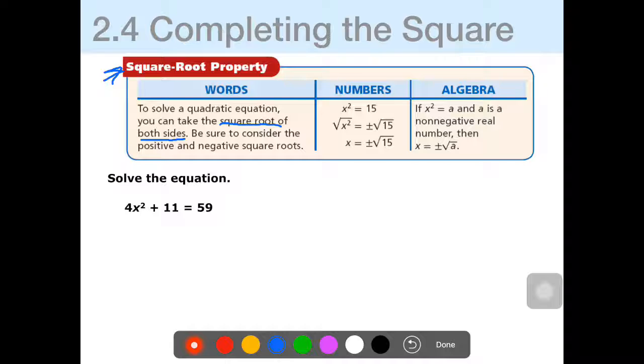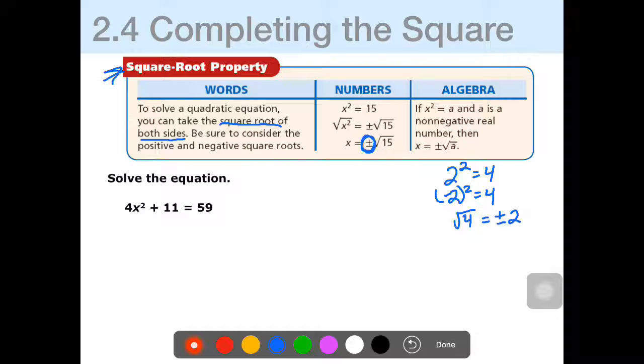And again, the big thing to know is that when you take the square root of something, you could get either a positive or a negative value. The idea being that, for example, 2 squared is 4, but if I take negative 2 squared, that would also be 4. So if I took the square root of 4, I could get positive or negative 2. And in math, we would say plus or minus 2.